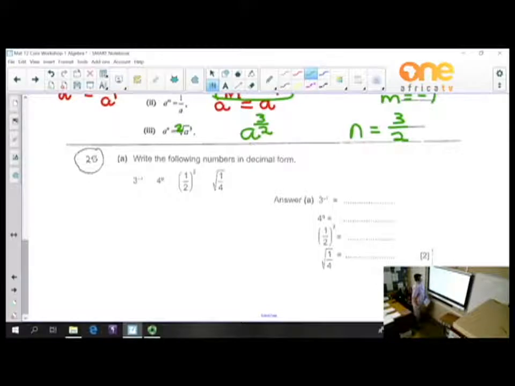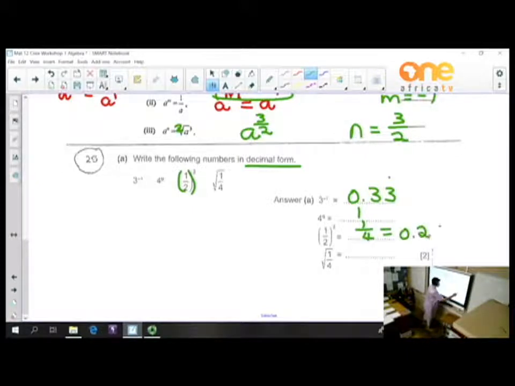Following one is very similar to that. Write the following numbers in decimal form, so now you can use your calculator. 3 to the power of negative 1, you just press your calculator. It must be in decimal notation, so it will be 0.33. It's a recurring fraction. The next one, anything to the power of 0 is 1. A half, use the brackets there, to the power of 2 is a quarter, which is 0.25, because we have to get decimal answers here. And this one, again, on your calculator, the square root of, just use that symbol, the square root of a quarter, and that is a half, which will be 0.5.